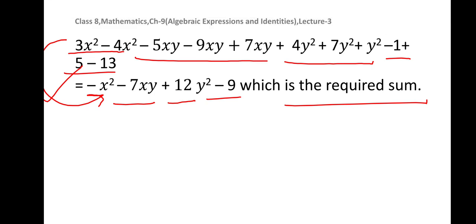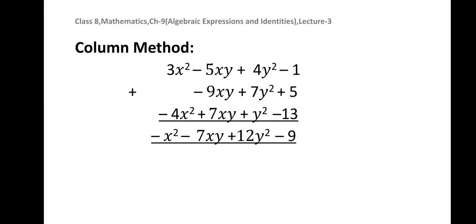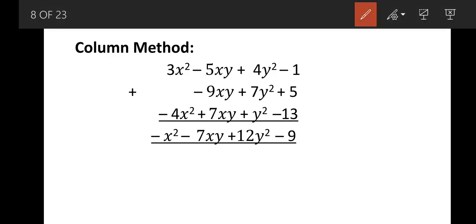If I solve this using the column method, my answer will remain the same, but the method of writing the question will change. Like I am showing you, this is the column method. In the column method, you are supposed to arrange the like terms in such a way that they are one below the other. Like in the first expression, 3x square is the first term. In the second expression, there was no term of x square, so I have left it blank. And then in the third expression, minus 4x square was the term. So I have written these two one below the other. Likewise, every like term of all the three expressions is to be written one below the other, and after solving you will get the answer as minus x square minus 7xy plus 12y square and minus 9.